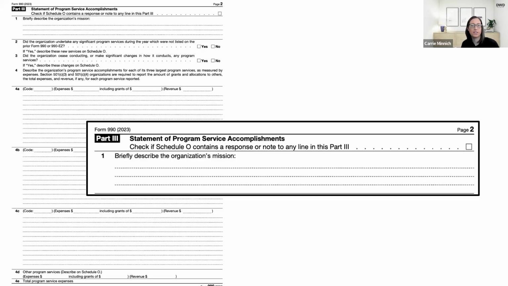All right, moving on to the next page, this is where we report our organization's mission. This really should be your official mission that has been approved by the board of directors. So make sure you have one in place, that the board looks at it every so often and has approved it. If there are changes to it, make sure it gets updated.